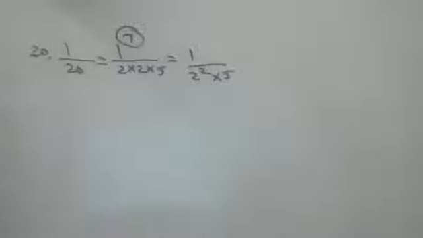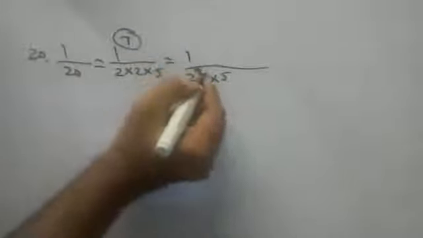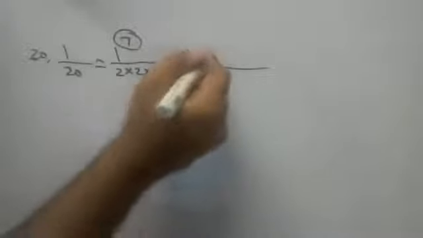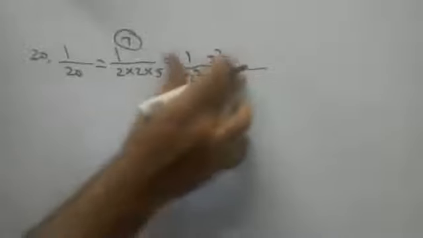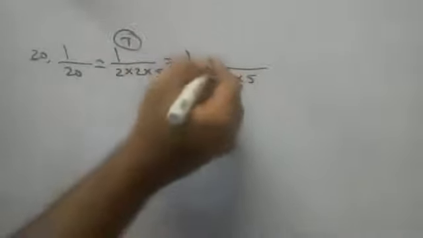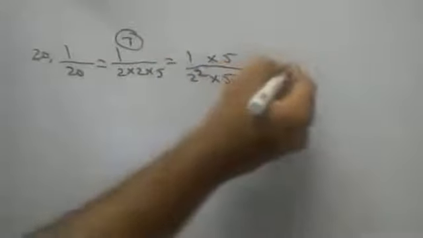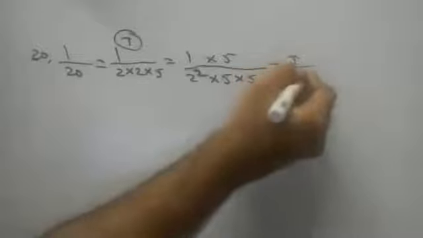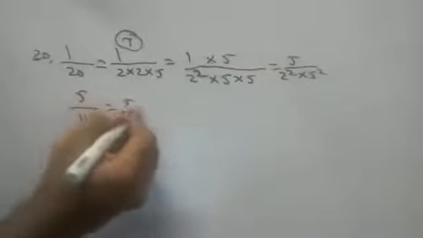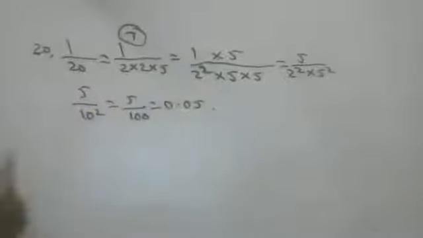How? So, children, already 2 square is there, and 1 five is there. See, children, if 2 square was there, I was multiplying and dividing with 5 square. But already 1 five is there, so one more 5 we want. Because we are keeping down, up also we should keep. Multiply and divide with 5. So 5 by 2 square into 5 square, so 5 by 10 square, 5 by 100, 0.05. Okay, children, very good.